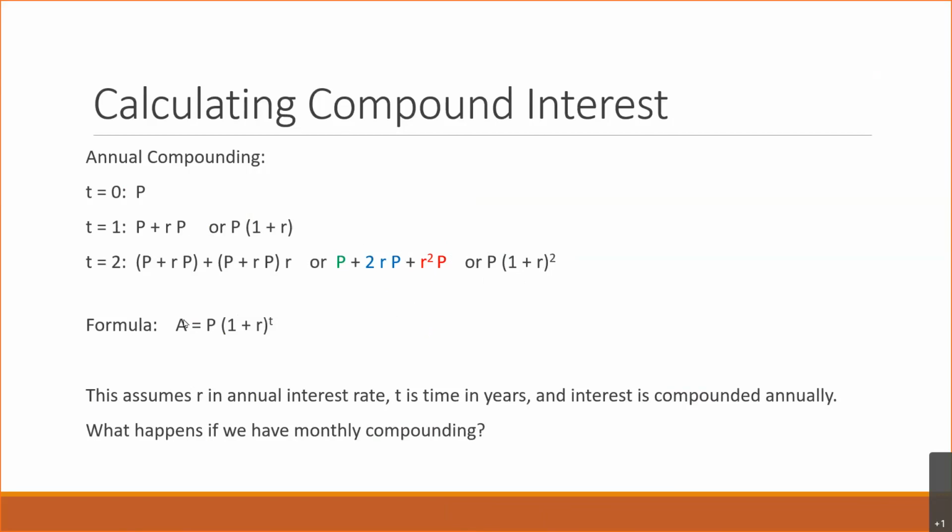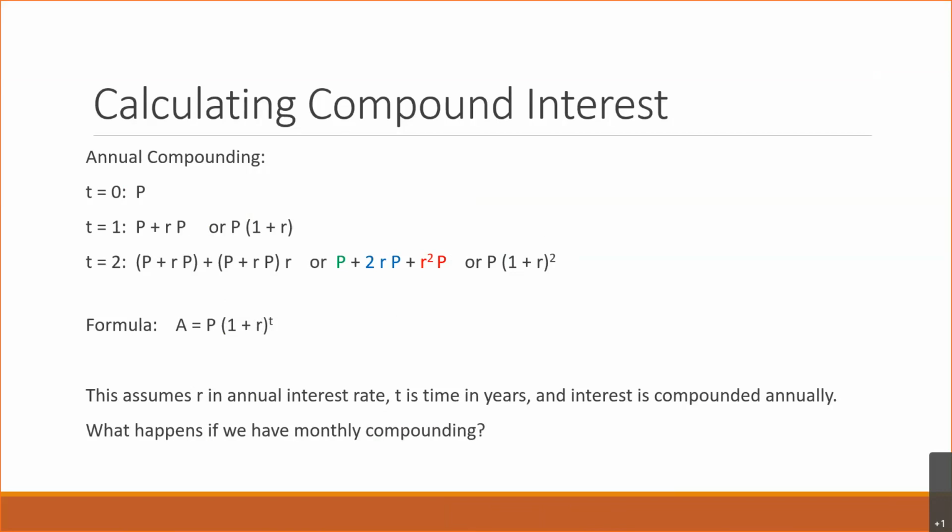So the formula is this: the amount that you're going to have after a set period is going to be equal to your principal times 1 plus the interest rate in decimal form raised to however many years that you have, right? And so we are assuming R is your annual interest rate, T is the time in years, and that it is compounded annually, right? Okay, so this formula, you'll see, you go on the web and you say, oh, what's the formula for compound interest? This is going to be one of the formulas.